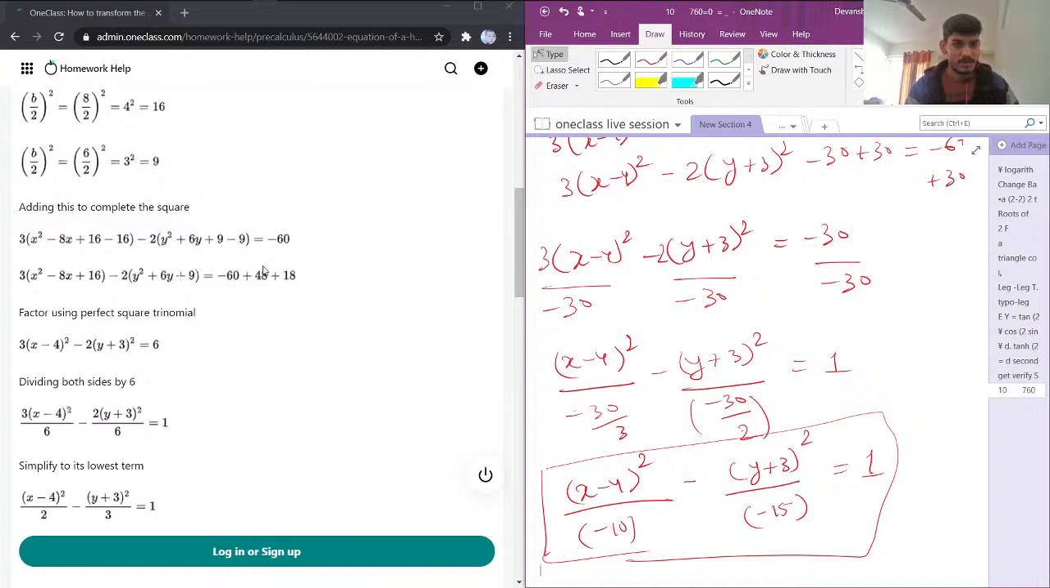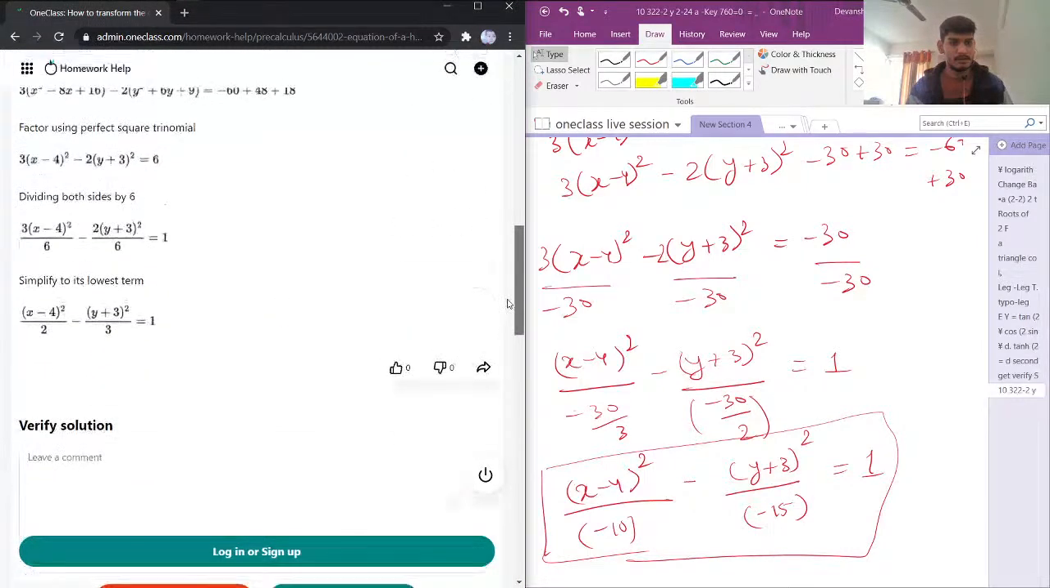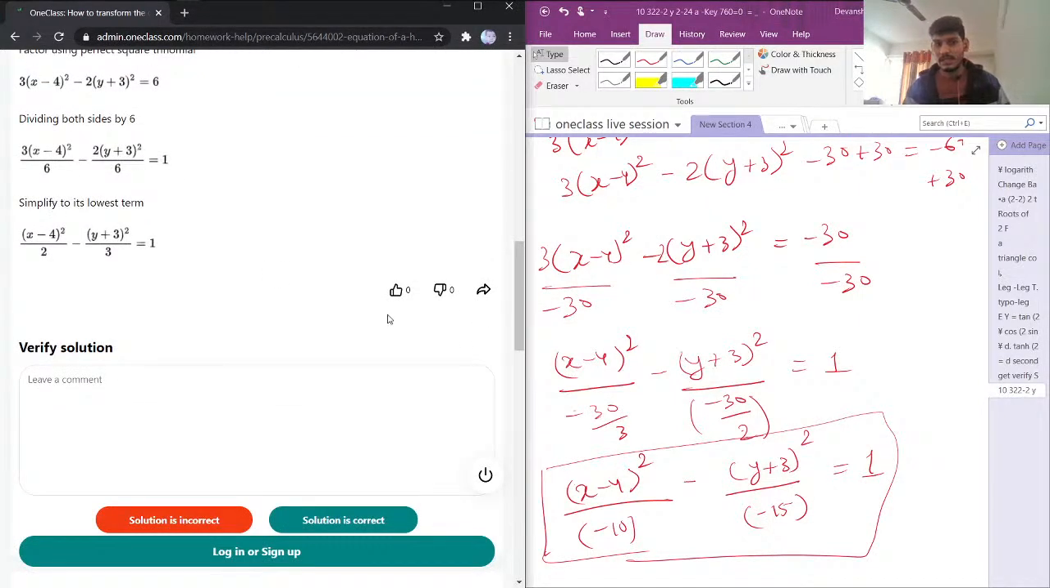Here there is a mistake. This should be a positive number in the LHS, and when it goes to the RHS it will become a negative. So this should be minus 18, then minus 60 plus 48 minus 18 will give minus 30, and then we'll divide. So the solution given here is incorrect, and this one is the correct solution.